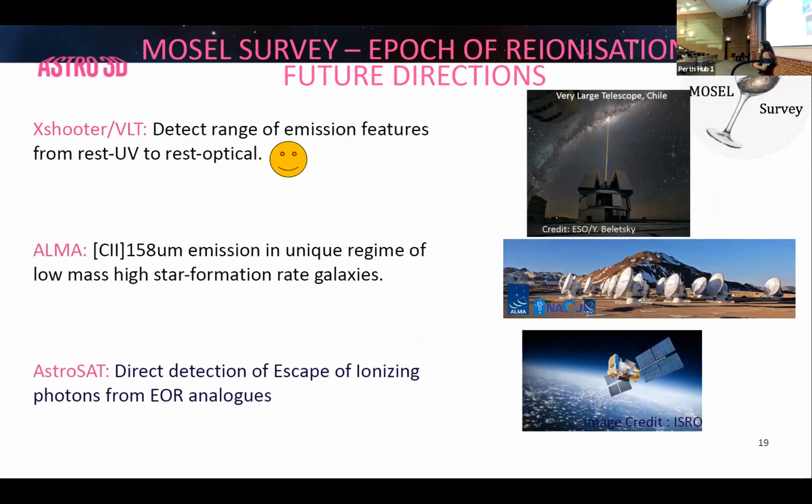I wanted to shout out one thing: today I got really good news that I'll get 2 hours of X-shooter time on 11 of these galaxies, which is going to be fantastic because we'll get rest UV to rest optical emission lines, hopefully for the brightest emitters in my sample. So that's going to be fun.